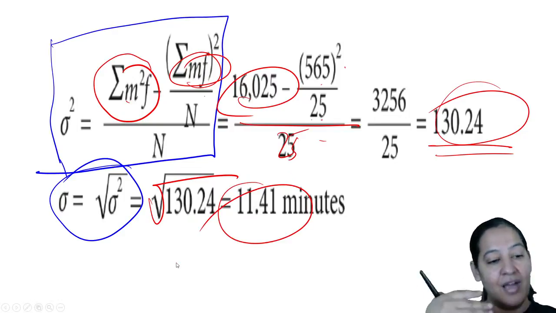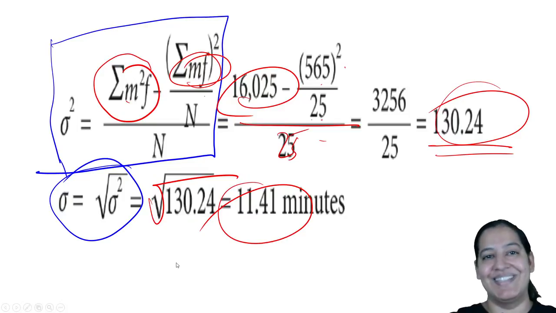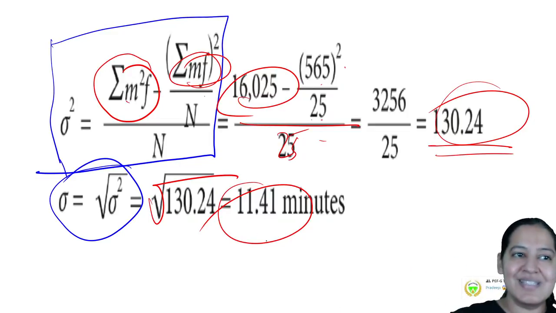I tried hard. I am thinking I am a mathematician. A great mathematician. Done. So these things are difficult to understand. So these are the statisticians who calculate all these things. So that is the standard deviation.